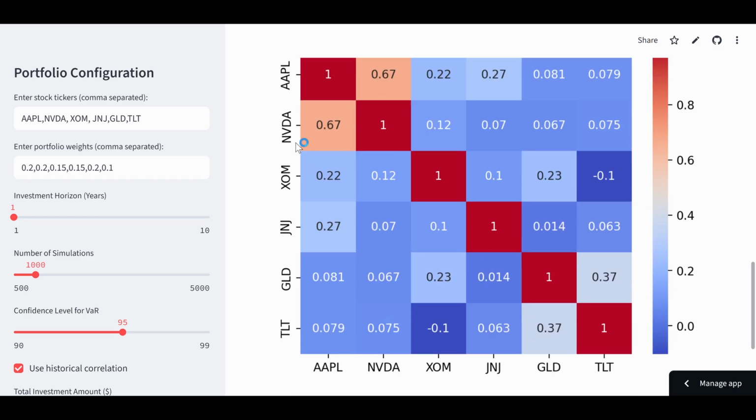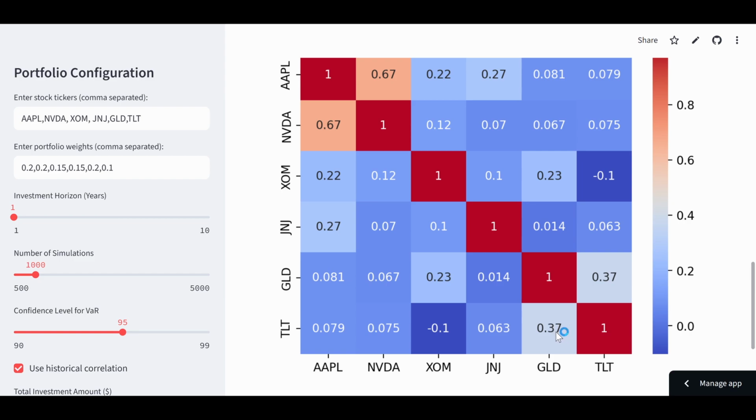And we can see how the stocks that we've picked are correlated to each other. This is TLT, that is treasury bonds, and this is Apple. The correlation is very low, 0.07. And then we have TLT and NVIDIA at 0.075, which is also very low. And then we have TLT and Exxon Mobil Corp at -0.1, so they are negatively correlated. And with Johnson & Johnson it is also very low.